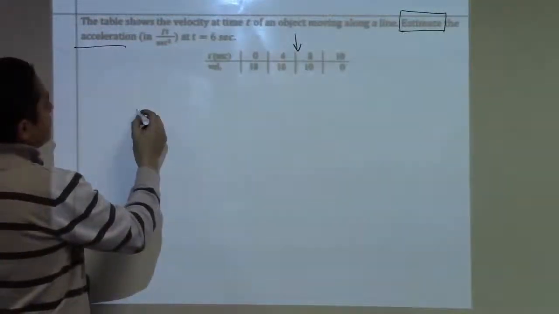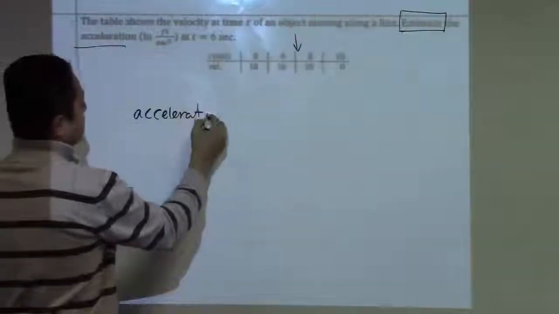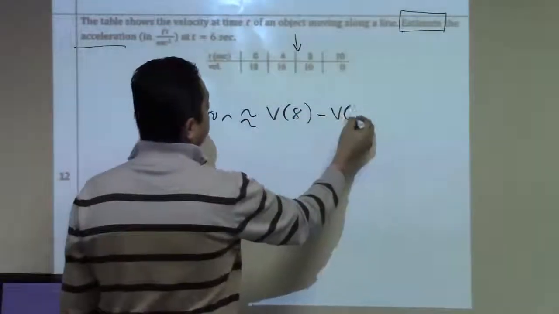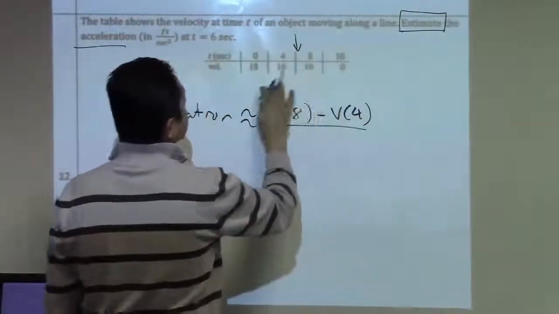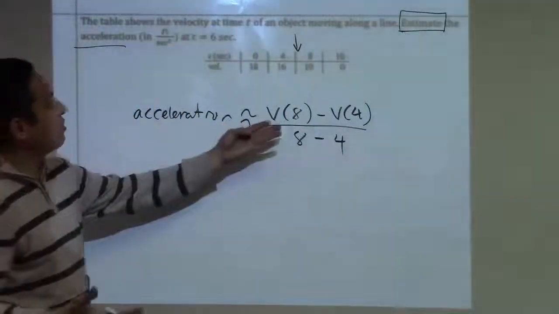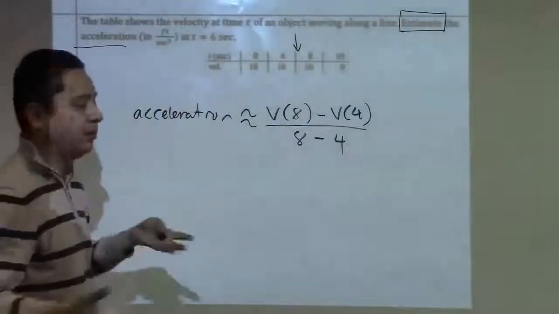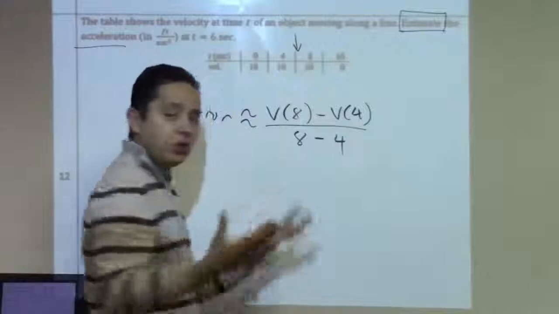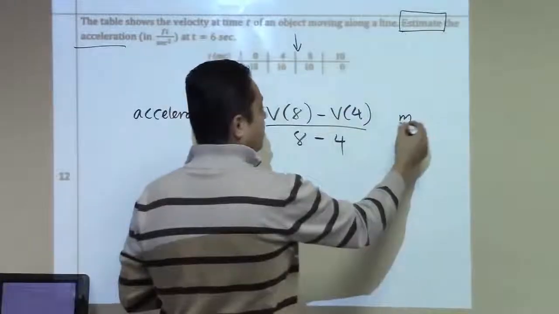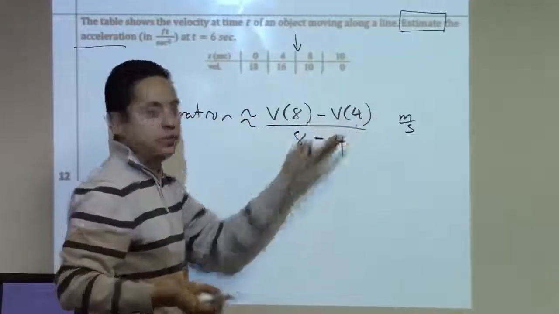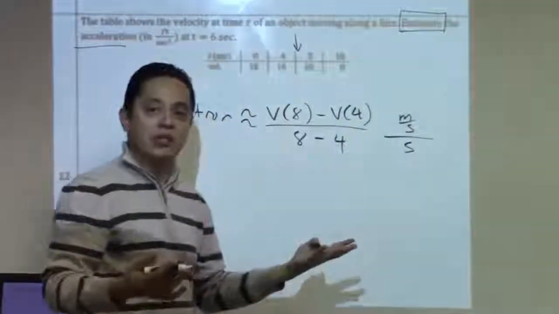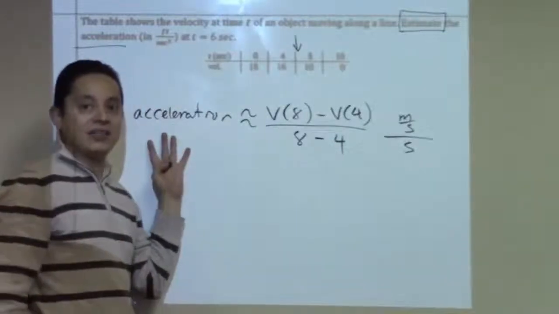So acceleration is approximately my v of 8 minus my v of 4, over 8 minus 4. Now, why didn't I use something else here? Well, the problem only has v's in there, but you can always double check this. Make up units so that you can know whether you're actually getting acceleration or not. Velocity minus velocity is meters per second. Meters per second minus meters per second is just meters per second. And then 8 minus 4, that's seconds. So it's meters per second per second, which is meters per second squared, which is acceleration.